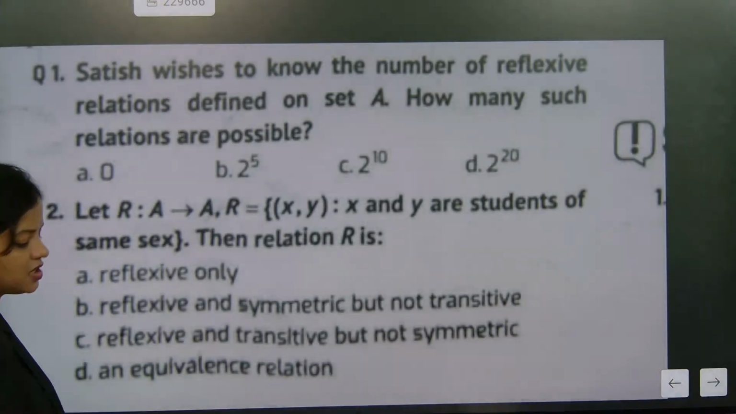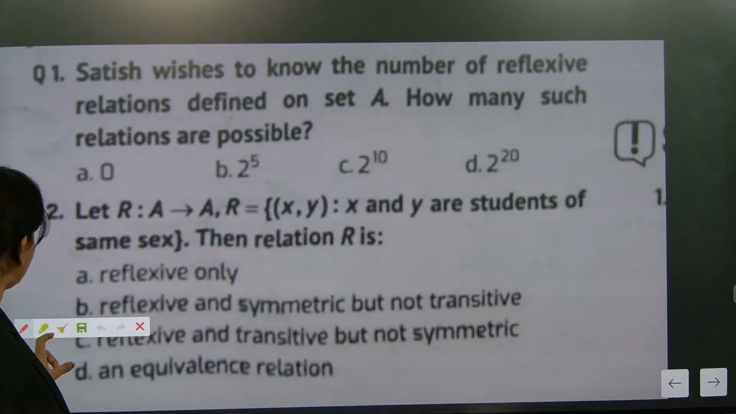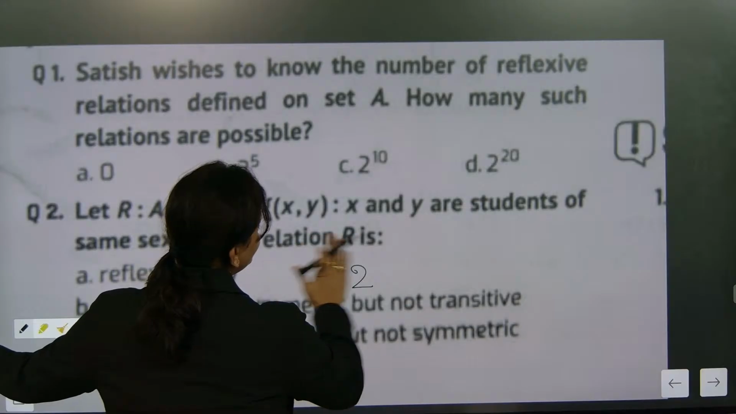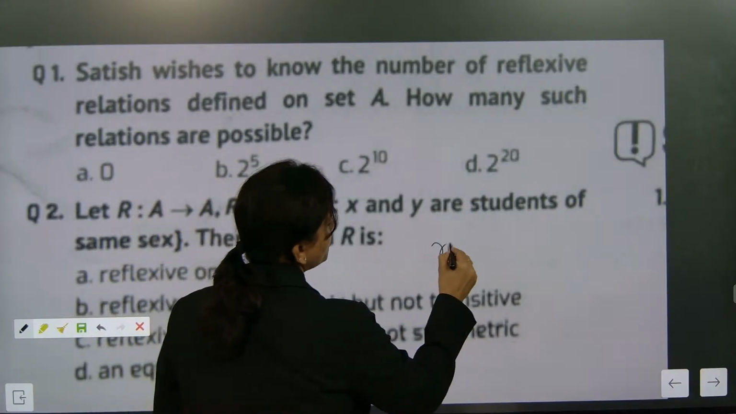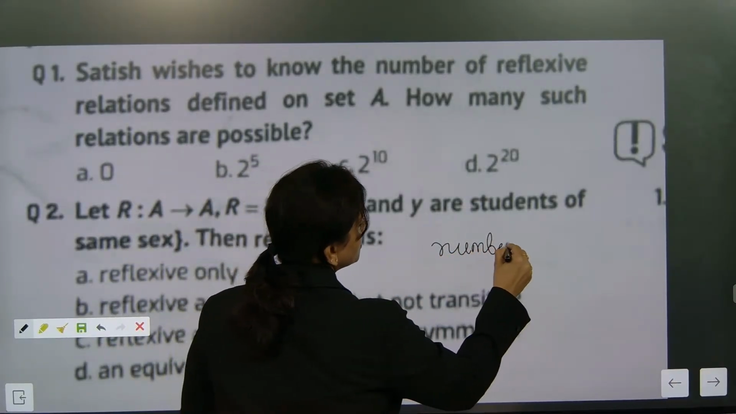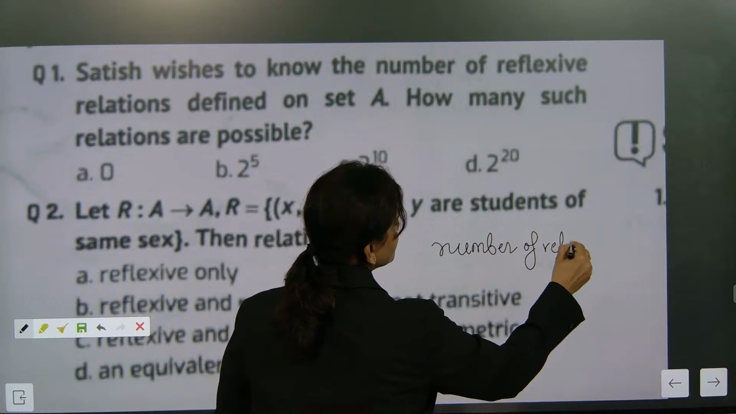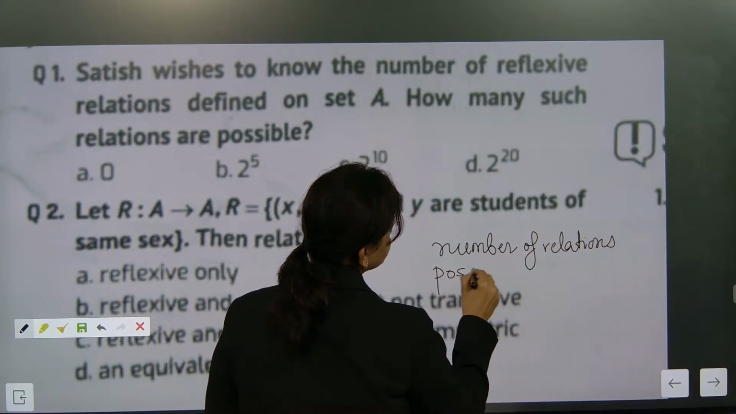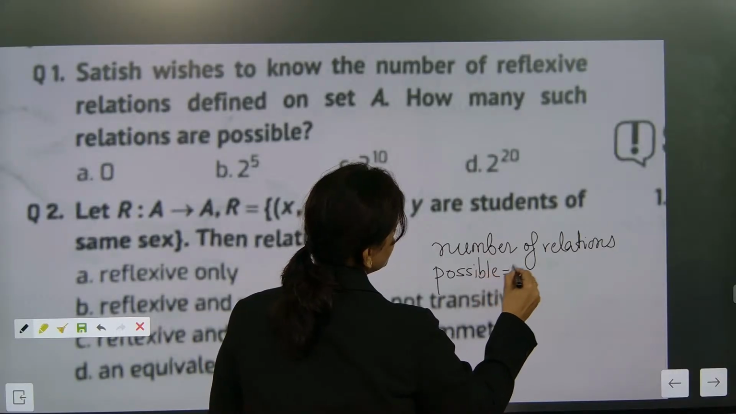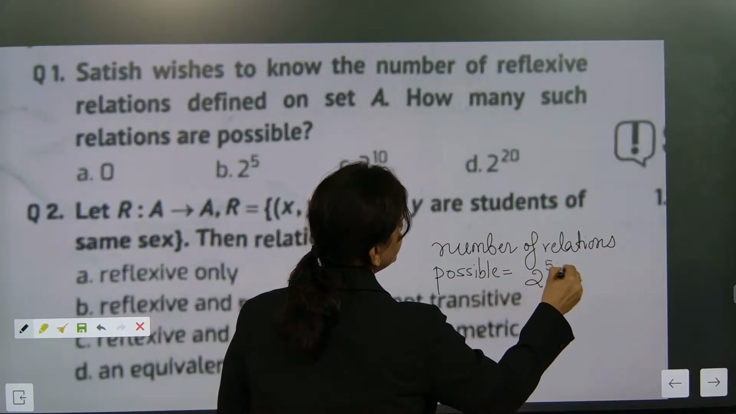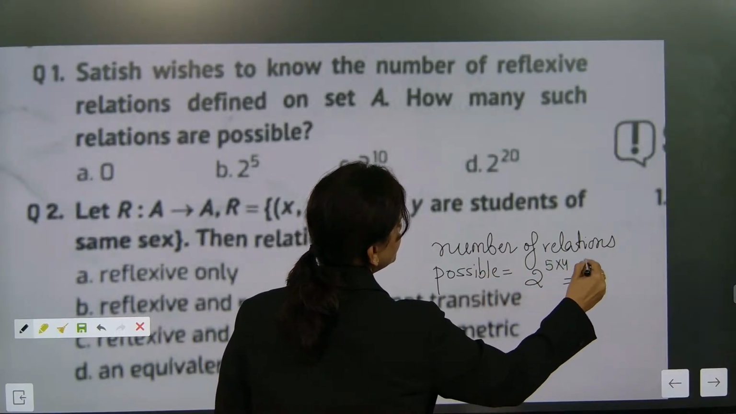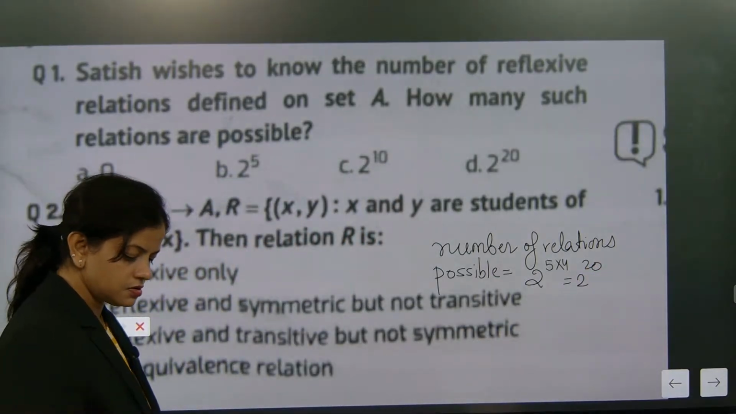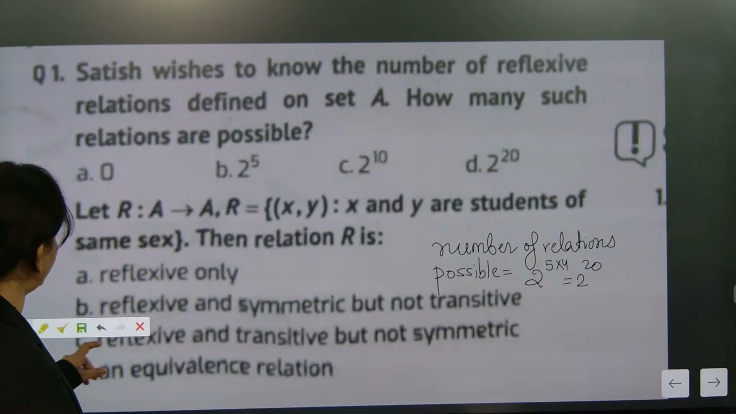what is the formula? Can you say me? A is having 5 elements. So the formula for the number of relations possible is equal to 2 to the power 5 into 4, 2 to the power 20. So what is the correct answer? 2 to the power 20.